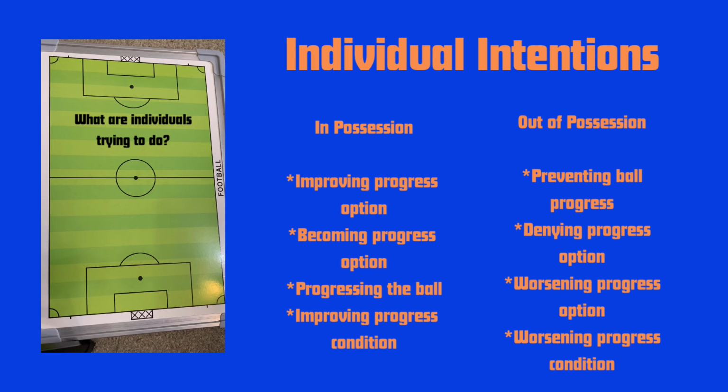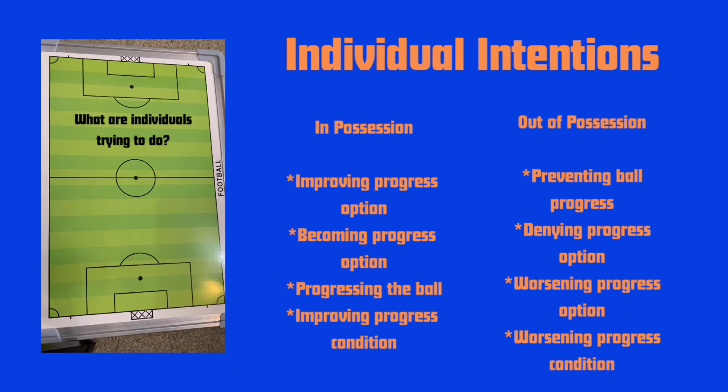And the final one is improving progress conditions. What that means is that it's for the players more away from the ball, who are trying to stretch and move opposition players away from the ball to give a bit more space on and around the ball to make it a bit easier to play.